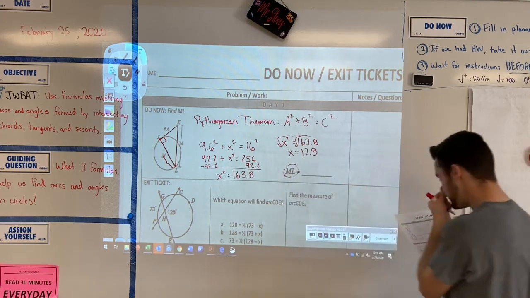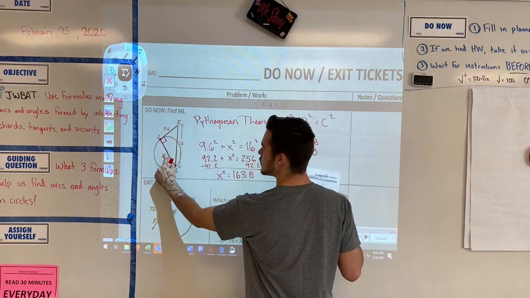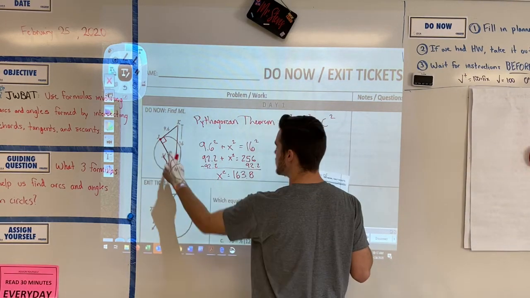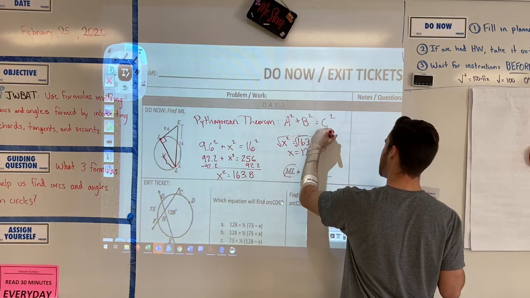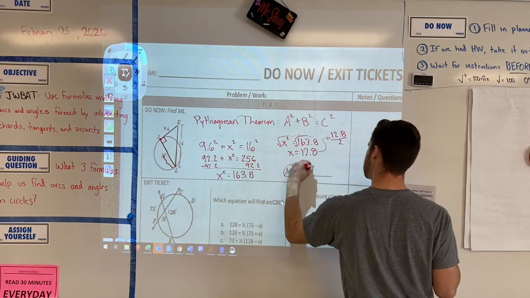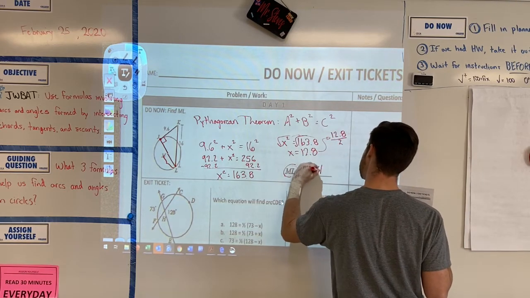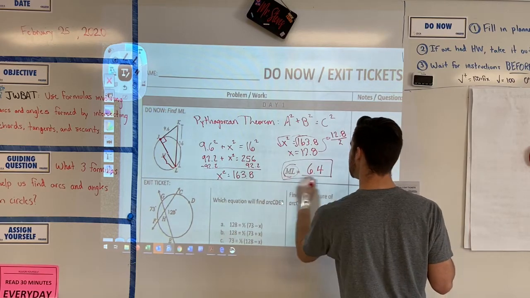12.8. But I don't believe I'm done yet because I see that ML is only a radius and I just found the diameter. So I'm going to take this number and I'm going to cut it in half. This gives me a 6.4 and no units, so this is my final answer.